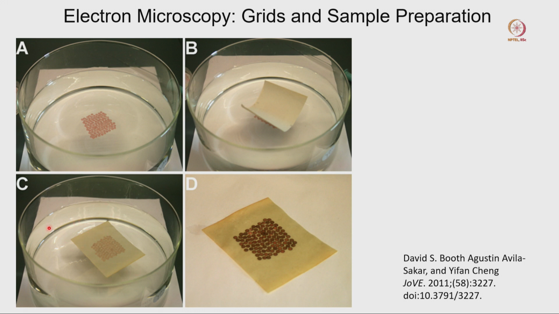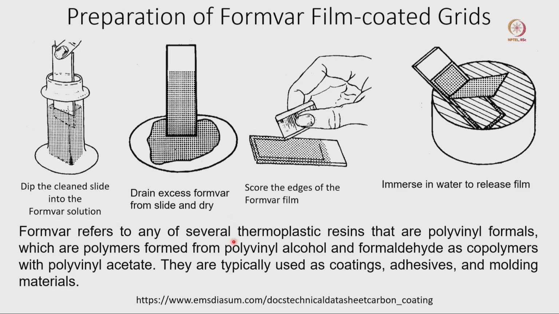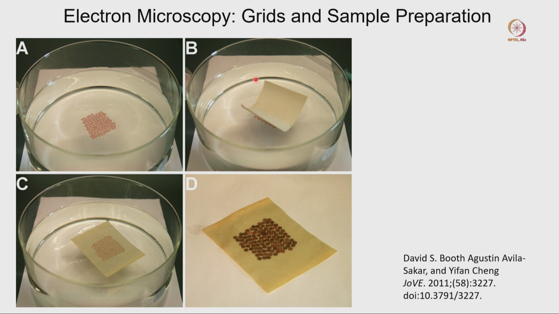When it spreads, gently cut the rest of the plastic layer, and then pick these things from the water and keep them for drying for at least 1 day. So, this is the procedure. You start from here, you use this kind of glass slide, and then when this plastic formvar coating floats, you place all the grids on top of that, and then you put a paper.